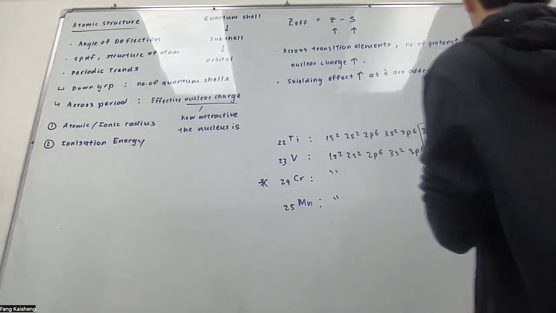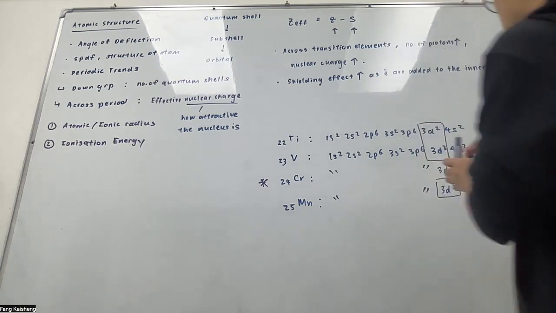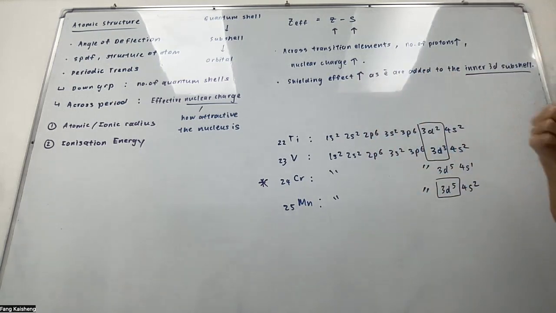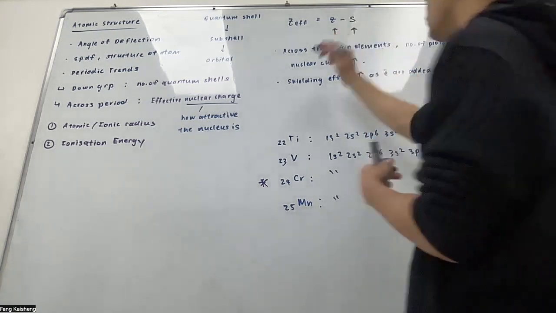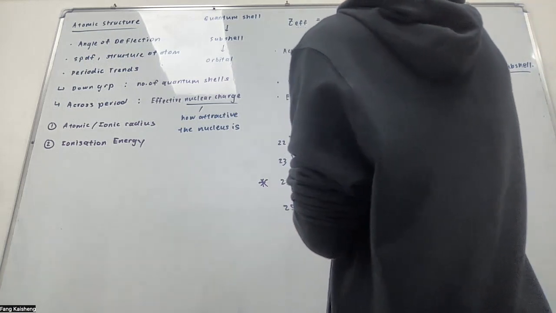Come, let's specify the full thing. That's why this one is different. For transition elements, you're adding to the inner 3D subshell instead. That's why shielding effect will increase. And as an overall effect, what happens to your effective nuclear charge? Yes, because it cancels out. So come look at the explanation here.